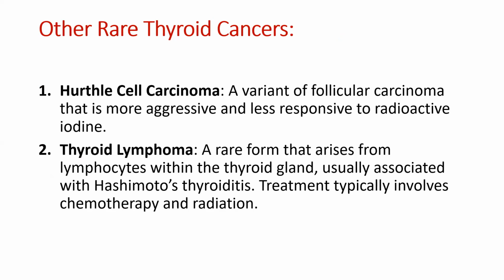Another one, which you can say is another form of thyroid cancer, is called Hurthle cell thyroid carcinoma. It's just a variant of follicular carcinoma that is very aggressive, but it is different from follicular carcinoma because it doesn't respond to radioactive iodine, while follicular cell carcinoma responds to radioactive iodine after surgery. Another one is called thyroid lymphoma, which is also a rare form of cancer. It arises from the lymphocytes in the thyroid gland. It may be associated with conditions like Hashimoto's thyroiditis. The treatment is typically chemotherapy and radiotherapy.